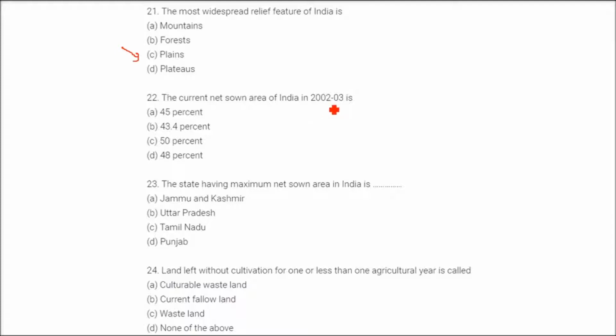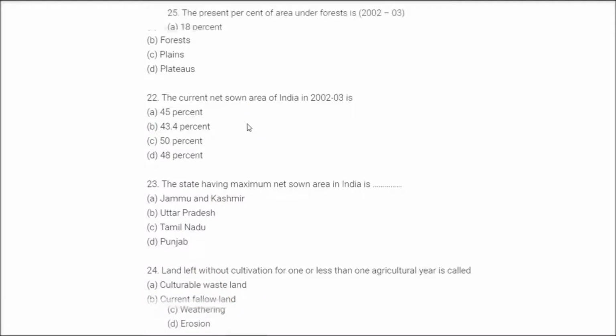The current net sown area of India in 2002-03 was 43.4%. The state having maximum net sown area in India is Punjab, almost 80% area. Next, land left without cultivation for one or less than one agricultural year is called current fallow land.